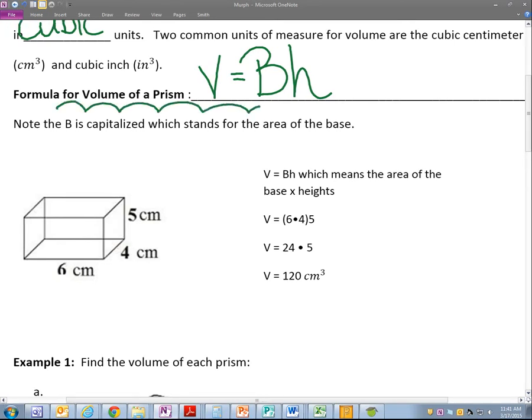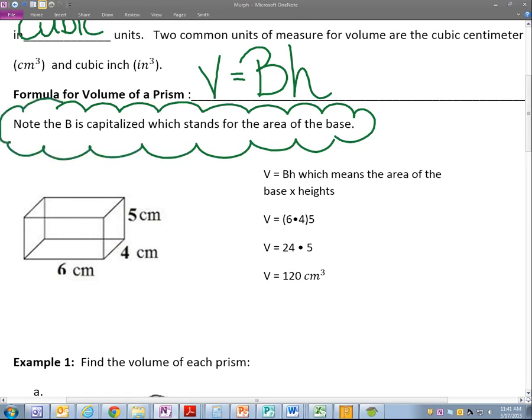I want you to do some sort of bubble around this so you can point that out. So when you're looking at your stuff overnight, you can recognize that there's a capital B there. It says, note the capital B is capitalized because it stands for the area of the base. It's the area of the base.